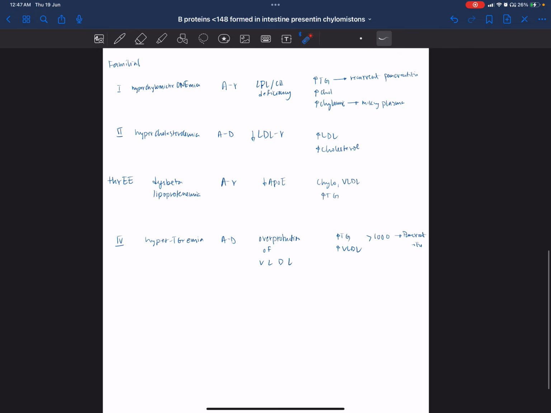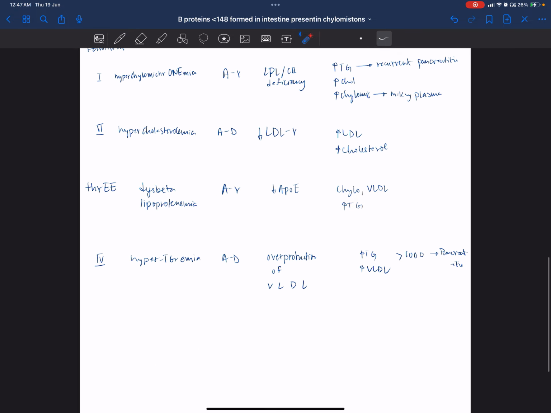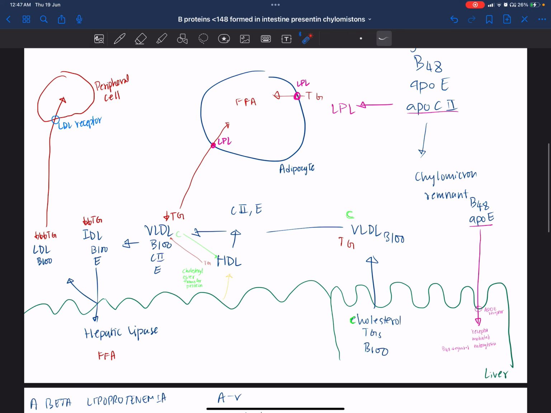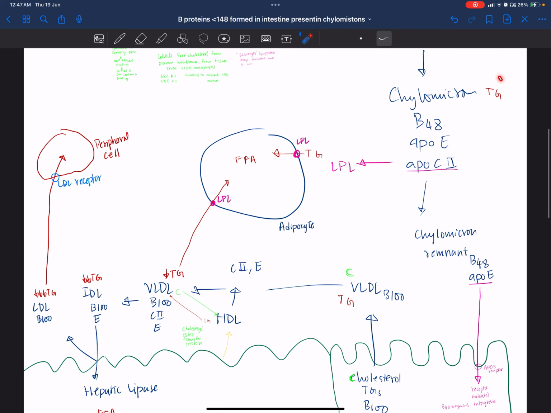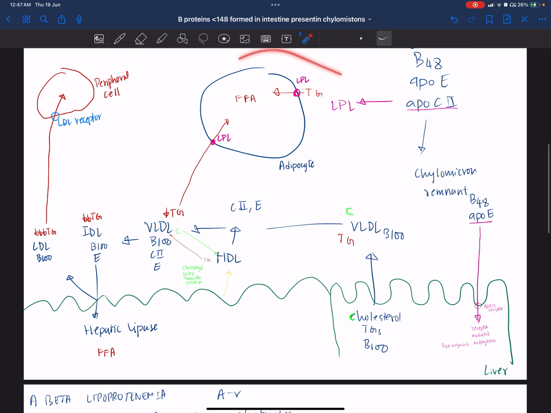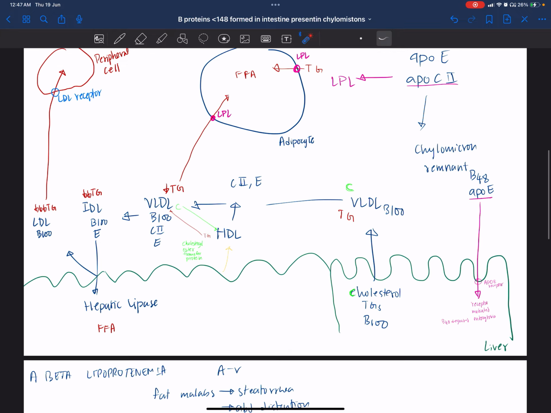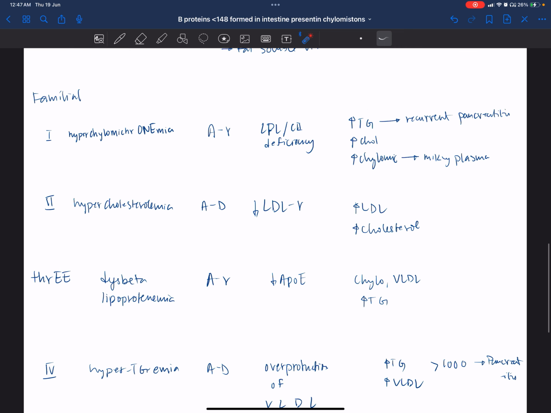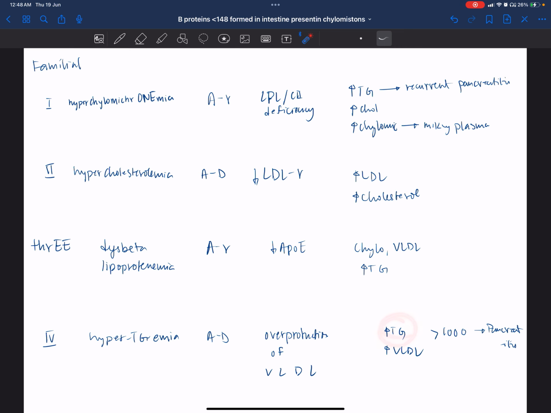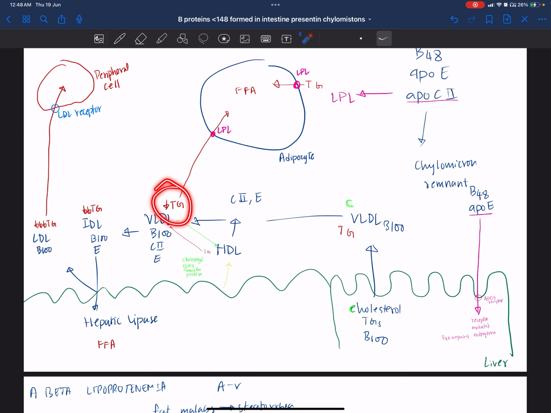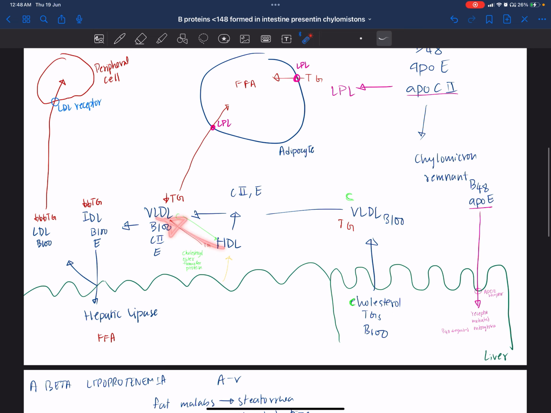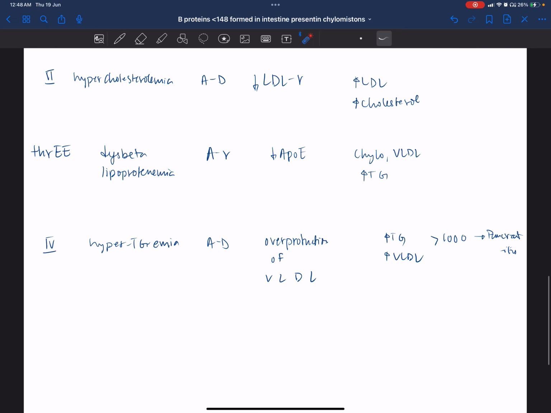So there's no ApoE, so chylomicron and VLDL are involved. VLDL is related to triglycerides, chylomicron is related to triglycerides, all this lipid here. So increased triglycerides. Now, 4 is VLDL, has 4 letters, so overproduction of VLDL. If there's too much VLDL, what will happen? There will be too many triglycerides. Yes, VLDL is related to triglycerides. If there's too much VLDL, the HDL will give too much cholesterol, too many triglycerides, and then this will happen.